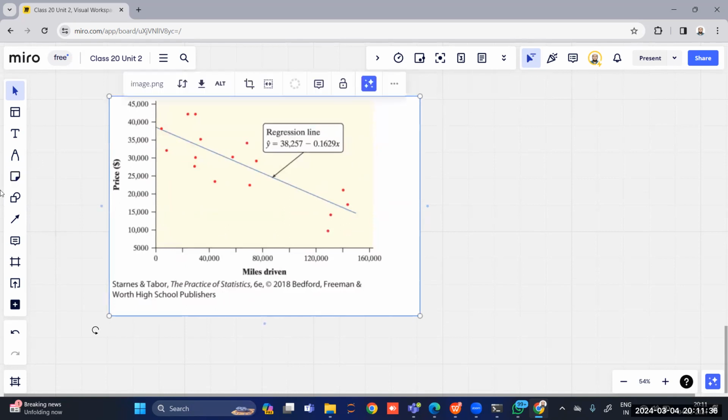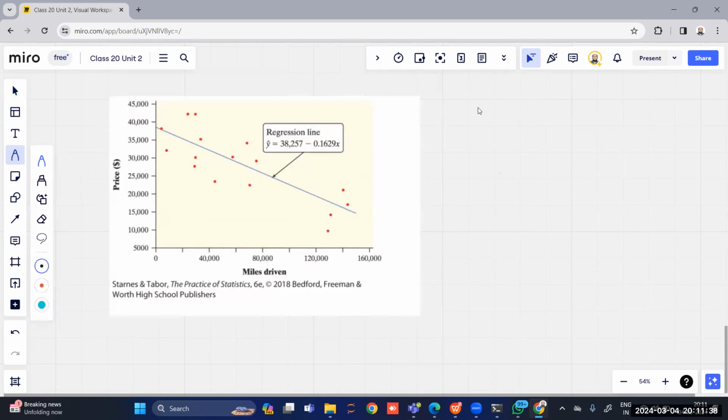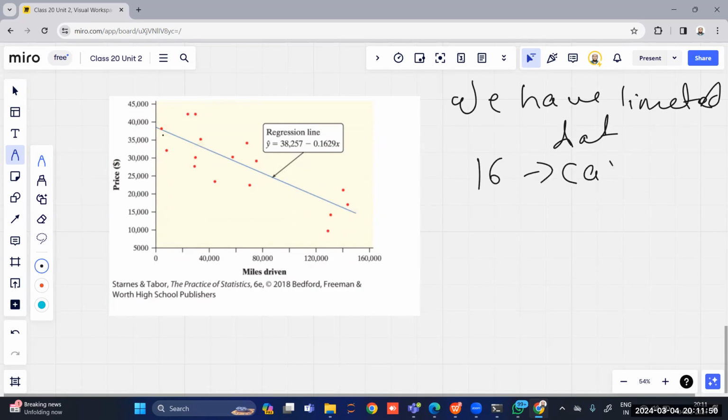Every time we have limited data. Suppose we have data about 1, 2, 3, up to 16 cars only. Limited data about 16 cars only.